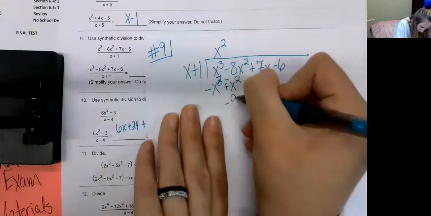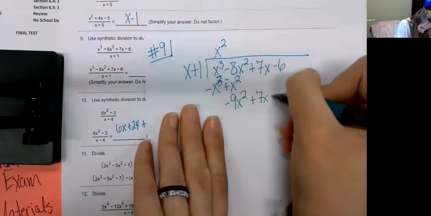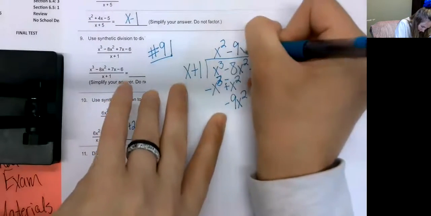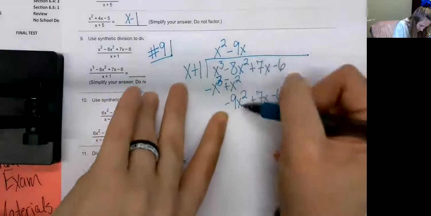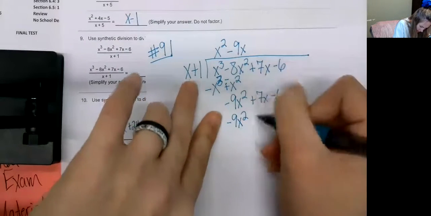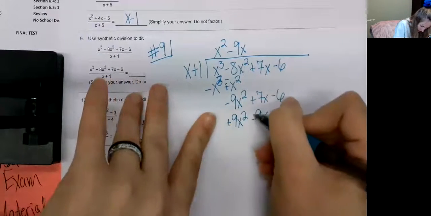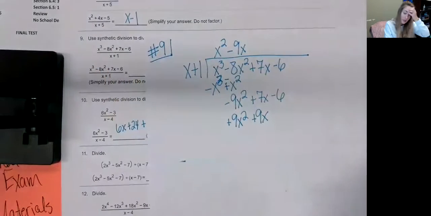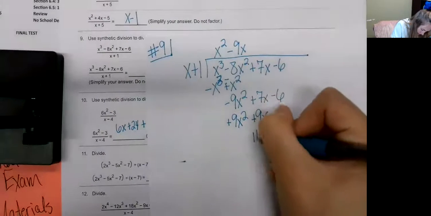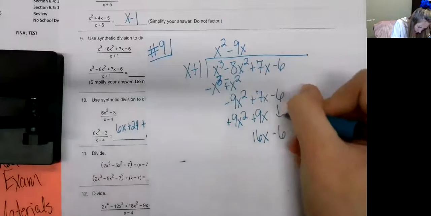This would be negative 9x squared. I'm going to bring down the rest of it. Okay. Now then I need to multiply by negative 9x. So then we have negative 9x squared subtract 9x. Change our signs. Negative 9x squared plus 9x squared is 0. 7x plus 9x would be 16x, and bring down my subtract 6.